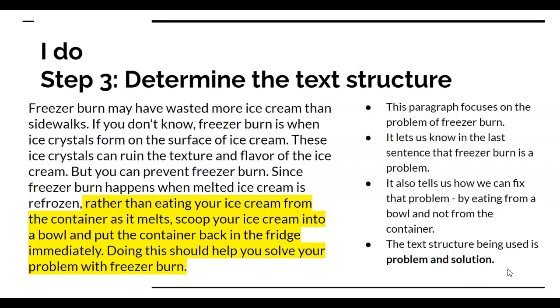So if I consider what I read along with the clues that I found in the passage, here is what I know. This paragraph focuses on the topic of freezer burn, and in the very last sentence of this paragraph, it tells me that having your ice cream get freezer burnt is a problem. It says the word problem right there in the last sentence. It also tells me how I can fix that problem. It says that rather than eating the ice cream from the container, you can scoop it into a bowl and then that will solve your issue. So based on that, I can determine that the text structure here is problem and solution. The problem is freezer burn. The solution is to eat your ice cream from a bowl instead of from the container.